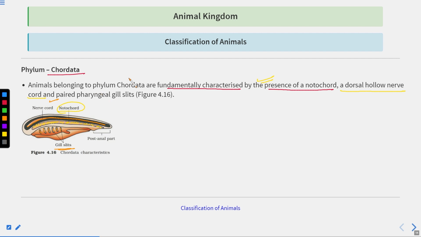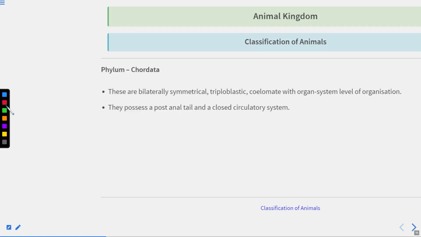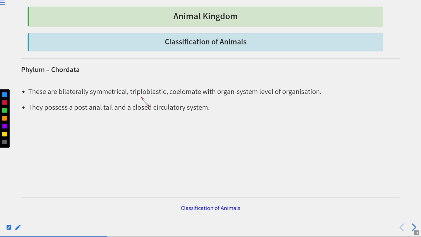Animals belonging to the phylum Chordata have the fundamental characteristics, that is, the presence of notochord, dorsal hollow nerve cord, and paired pharyngeal gill slits. These three things should be there in the case of Chordata. These are the fundamental features of the chordata. Now these are bilaterally symmetrical. If you divide the organism in one plane of symmetry, it can divide the body into two equal halves. So that is why they are called bilaterally symmetrical.